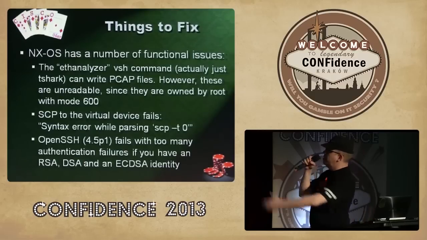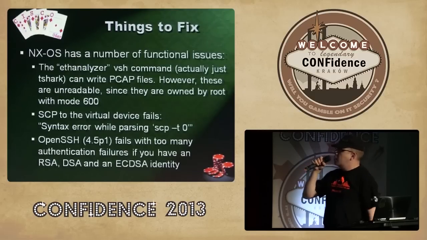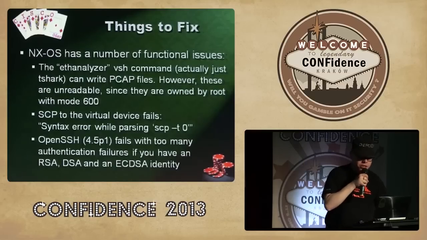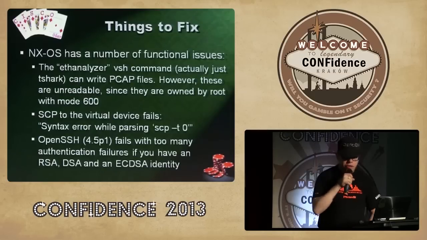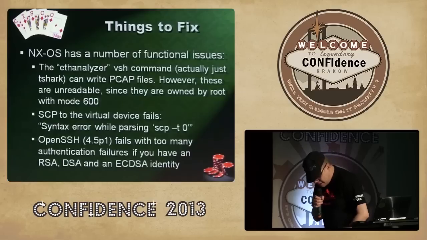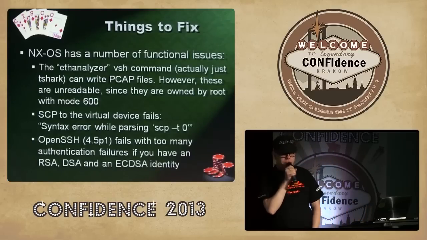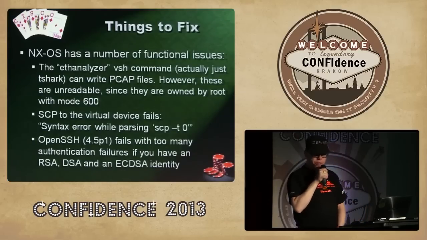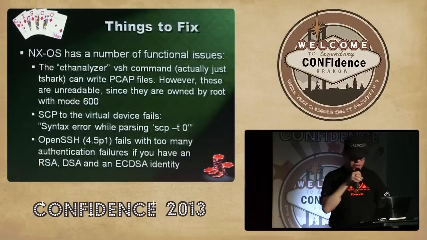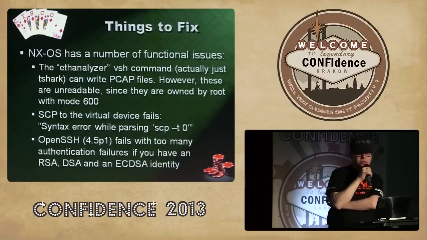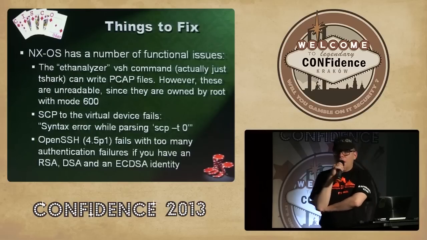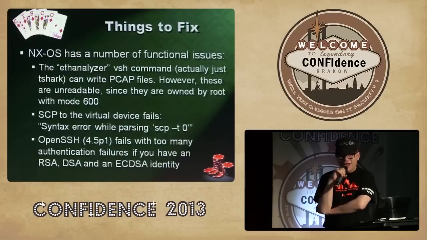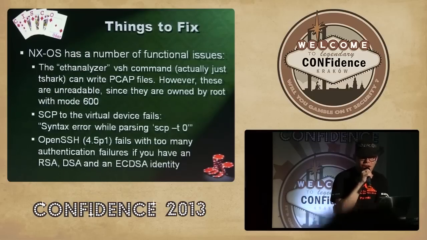It just fails with the silly statement, syntax error while parsing scp-t0. This is how Cisco rolls. The next thing is if you want to SSH into the machine and your OpenSSH client happens to be a little bit more modern, your OpenSSH client is going to tell you authentication failed with too many attempts. And you go like, what the hell? It took us a while to actually figure this out.